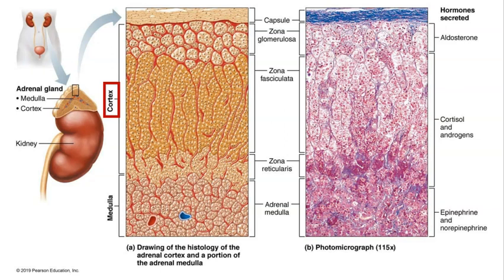The cortex is then further subdivided into different regions that are called zonas. The different regions of the adrenal cortex will produce and secrete different hormones. The top zone of the cortex is called the zona glomerulosa. The middle zone is the zona fasciculata, while the deeper zone, located just above the adrenal medulla, is referred to as the zona reticularis.